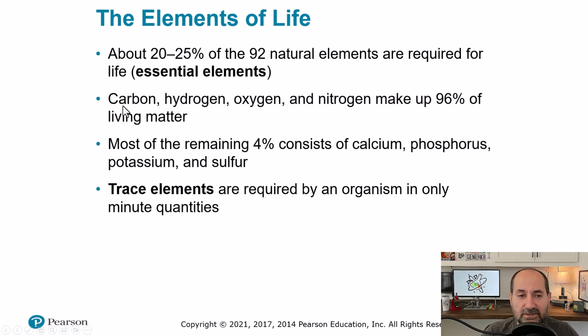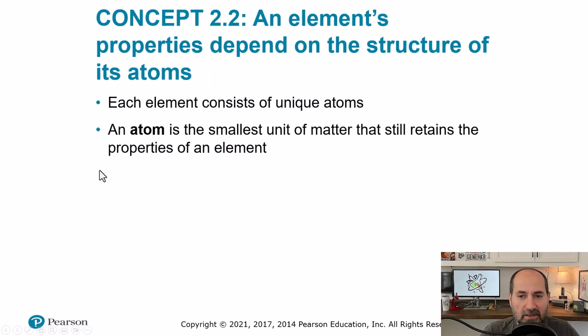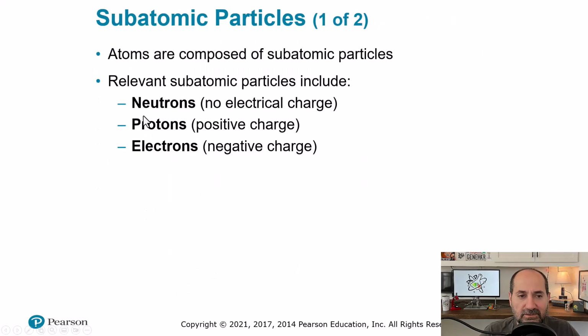Next, you should definitely know that carbon, hydrogen, oxygen, and nitrogen are the four elements that make up 96% of living matter. This is very important to know that these four are the big four. These four make up 96% of living matter, okay? And then you have the remaining 4%, which consists of a handful of elements, as well as a bunch of trace elements, which you need in minute quantities. You should know, obviously, what an atom is, neutrons, protons, electrons, their charges.